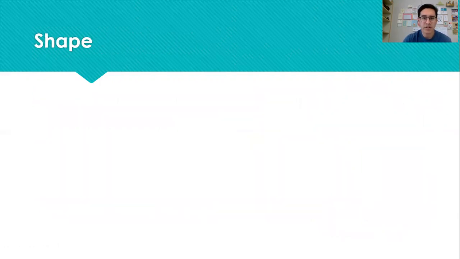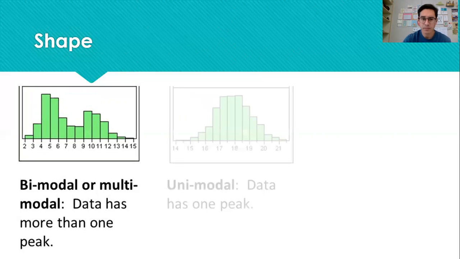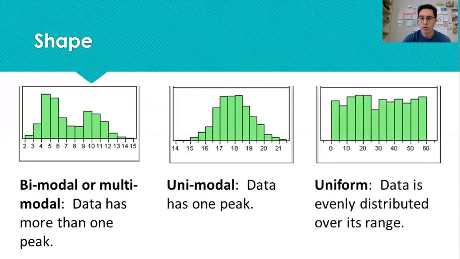All right, let's move on to shape. Here are a couple shapes you might see in some distributions. Bimodal or multimodal distributions have 2 or more peaks. Bi would be 2 peaks, tri would be 3 peaks. Unimodal would be data that has only 1 peak. And uniform would be data that doesn't really have a peak. The data is evenly spread or evenly distributed throughout.